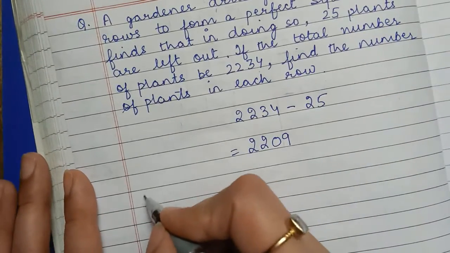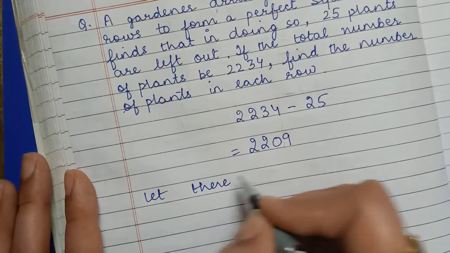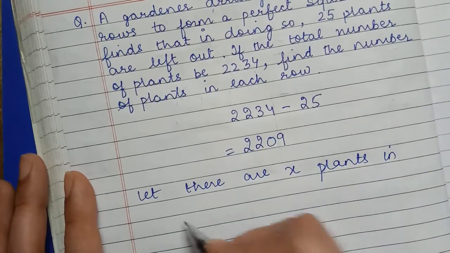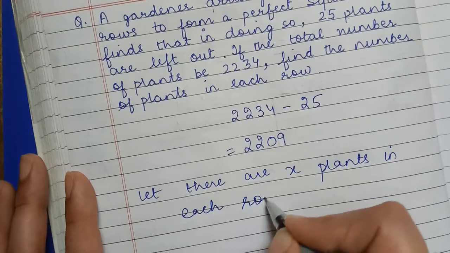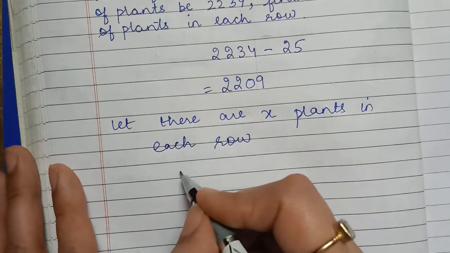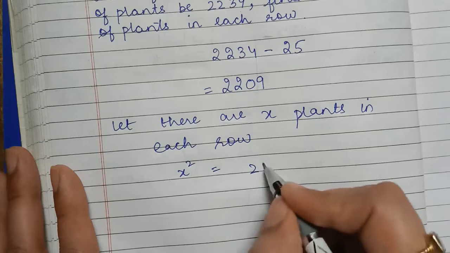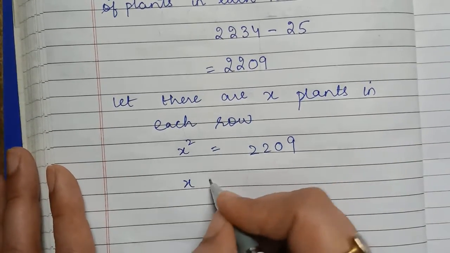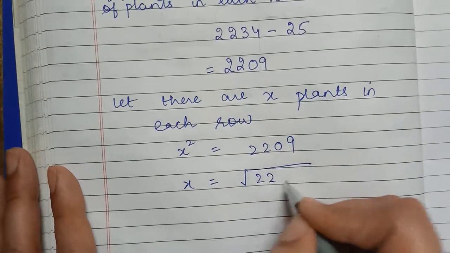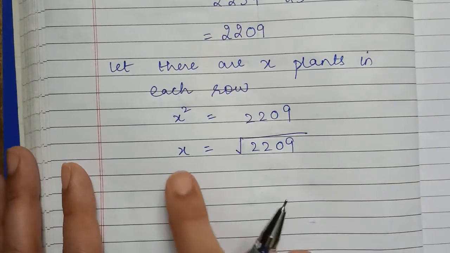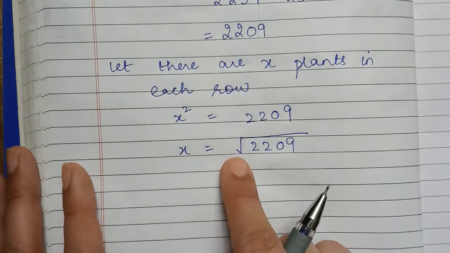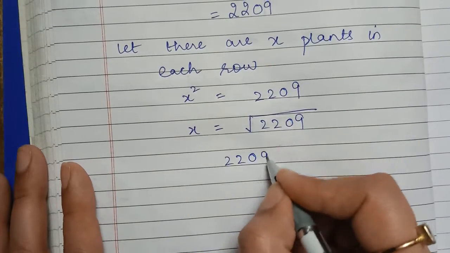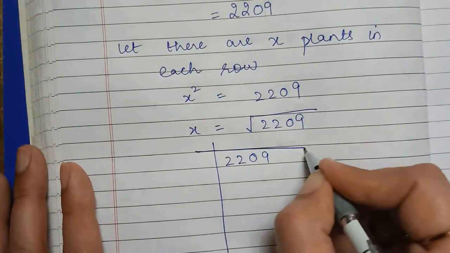Suppose there are x plants in each row. Fine, then it means x square is equal to 2209 according to the question, and x is equal to square root of 2209. What do we have to find? We have to find the value of x, and x is equal to square root of 2209. Now what do we have to do? We have to find the square root of 2209.